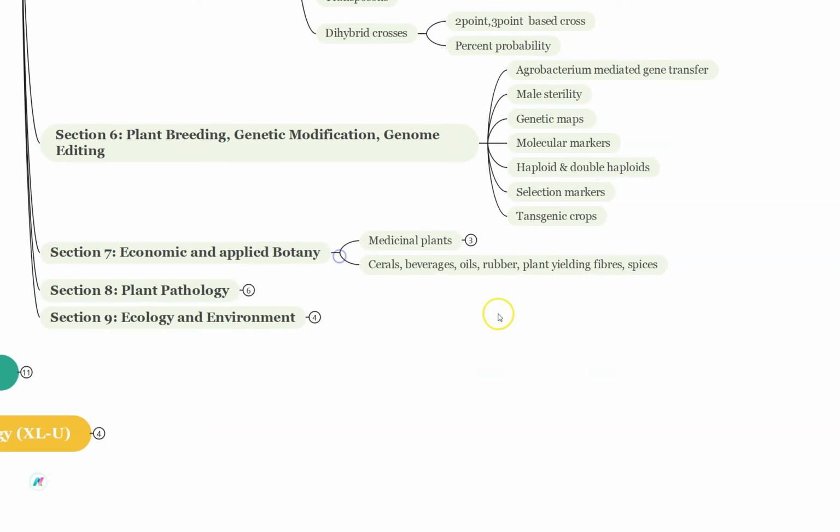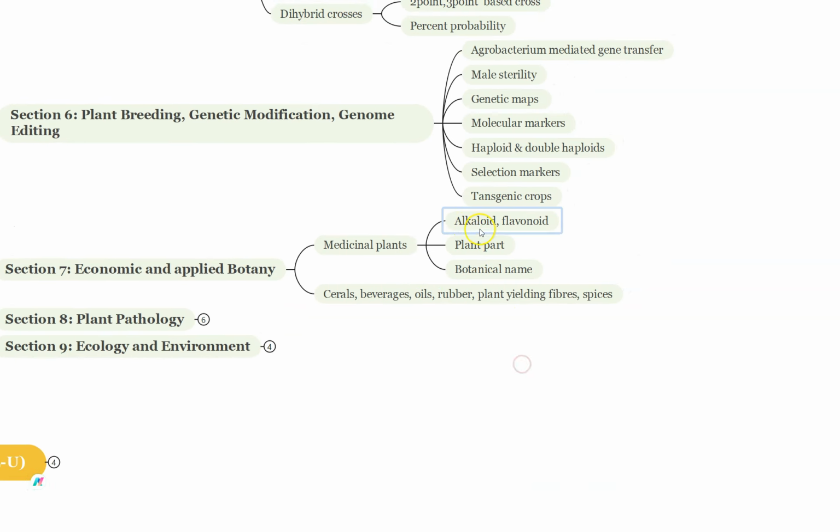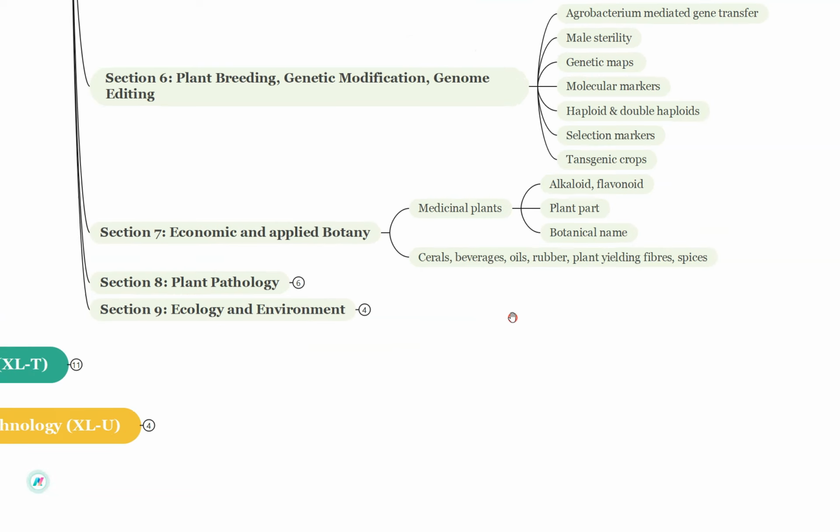Then section 7, as I said, it's not that important. From here you can study about the different medicinal plants like alkaloid, flavonoid. This part is important, like which chemical will be secreted from which plant, and also from which plant part. So match the following. You can just study some plant parts, what is given in the book, like some 30 medicinal plants, and also some additional plants from the previous year question papers. Don't forget to study the botanical name as well. Then cereals, beverages, oils, rubber, plants yielding fibers, spices, again which plants they are, which plant part they are extracted from, and what the botanical name is.